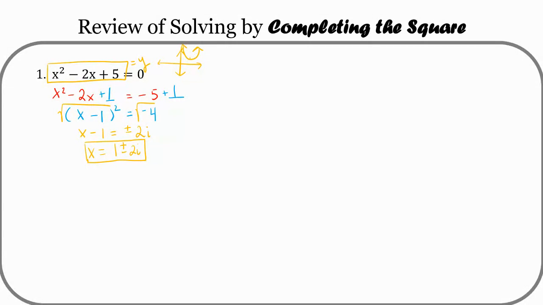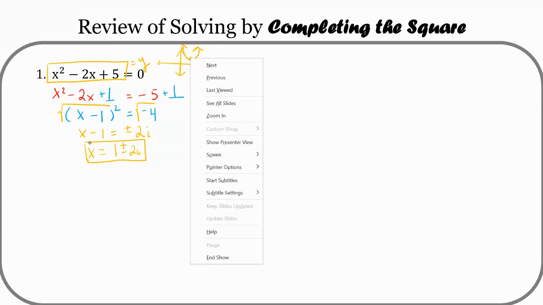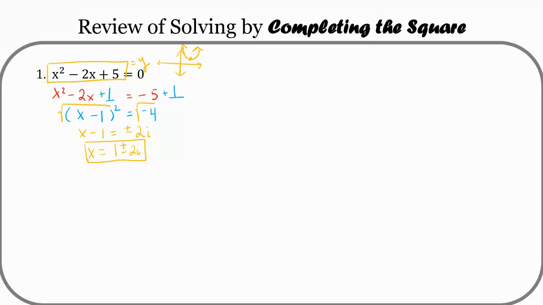1, 4 would be the vertex. We'll talk about that a little later. But the whole thing would happen above it.